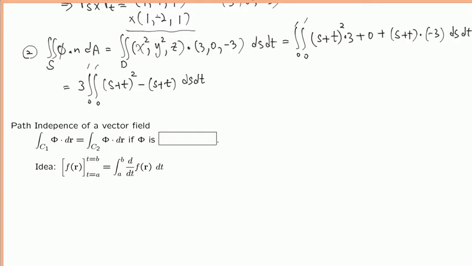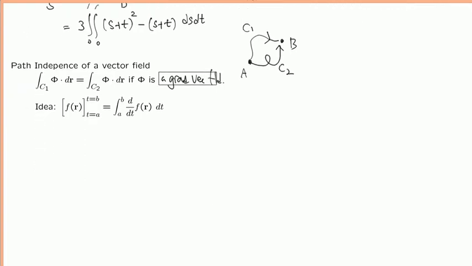So path independence means if you have C1 that goes like this, that's our C1, right? If you go a different way like this, C2, and if you integrate the same vector field, you end up with the same number, the word calculation, if it is a conservative or gradient vector field. All right? Makes sense? What was the name of the theorem for this one?